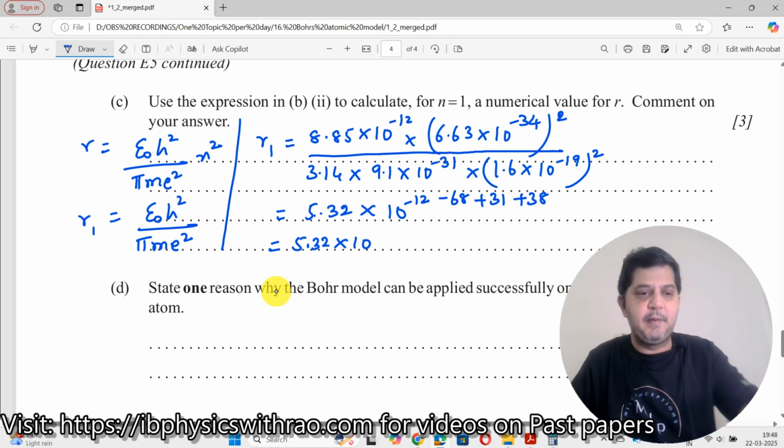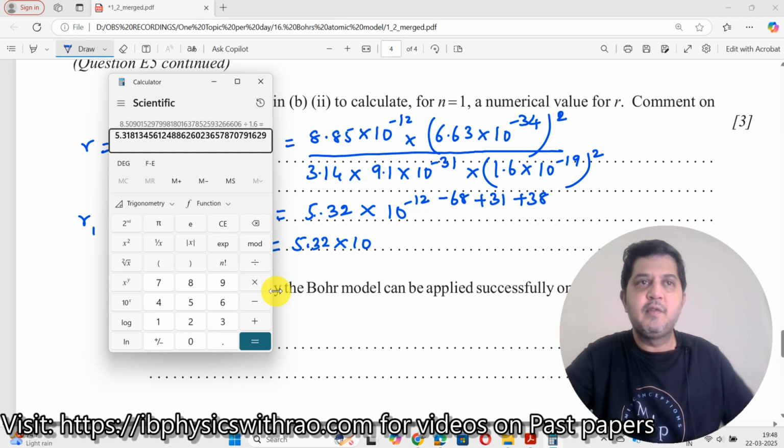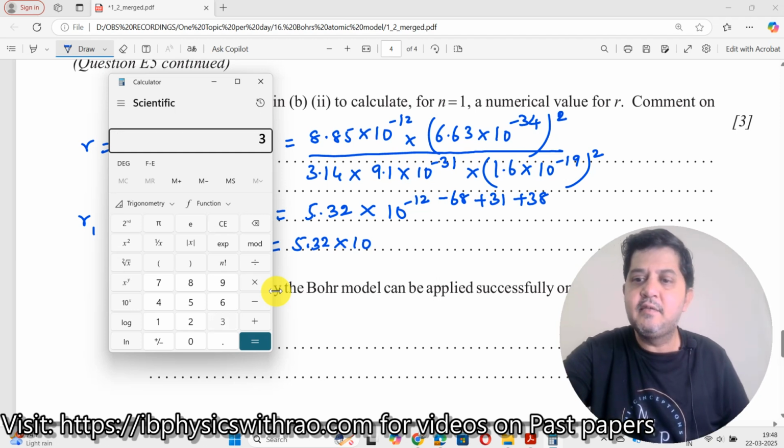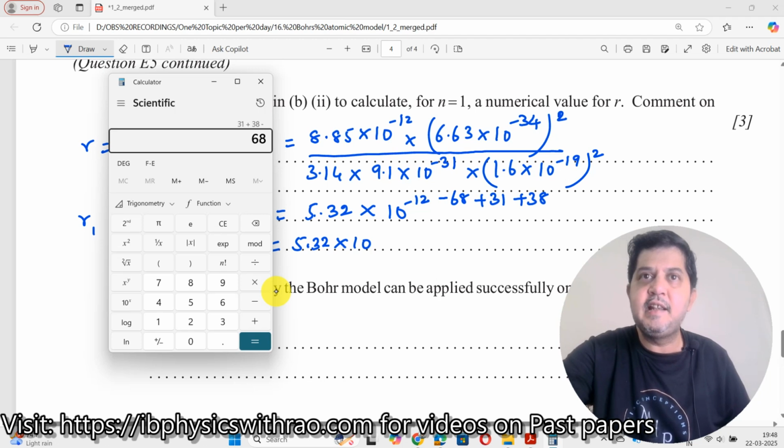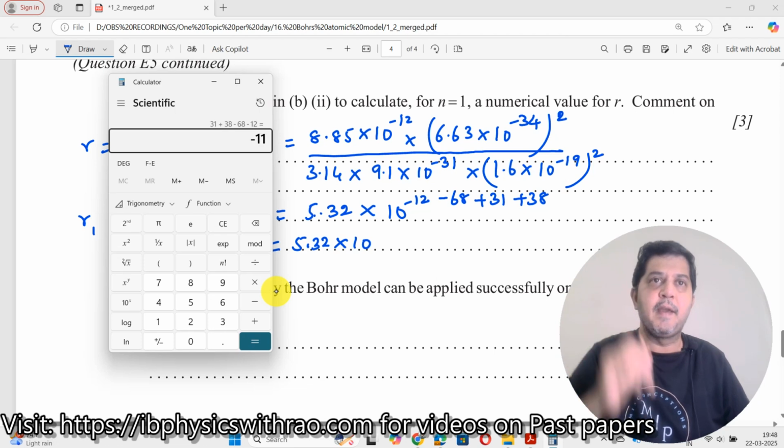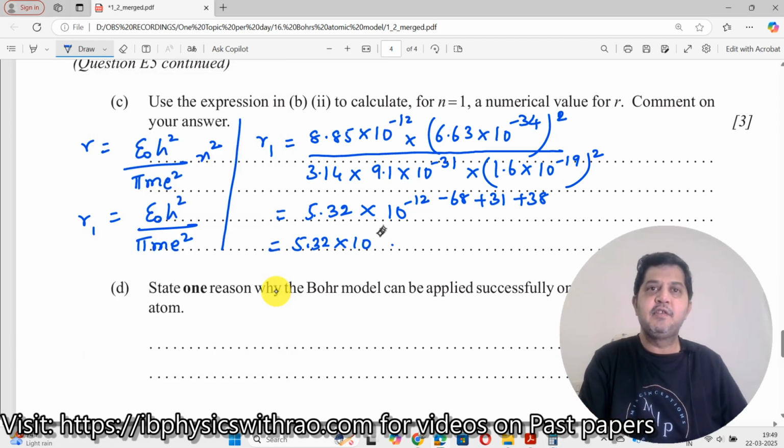Let me use my calculator for the sake. So now what do I have here? I have 31 plus 38 minus 68 minus 12. Okay, so this is minus 11. 10 power minus 11. Unit is meter. R is meter, so I have converted everything into meter. I need not worry. So everything into SI units, so this will be in meters.